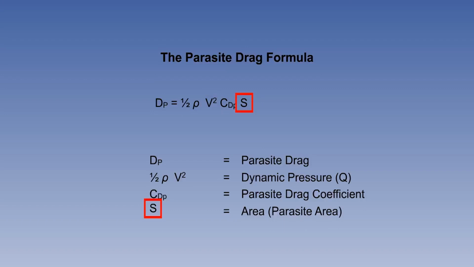Changes in configuration will also have an effect on parasite drag, which varies in direct proportion to the frontal area presented to the airflow. This cross-sectional area is known as parasite area. If flaps and landing gear are lowered, speed brakes extended, or roll control spoilers operated, parasite area, and thus parasite drag, will increase.